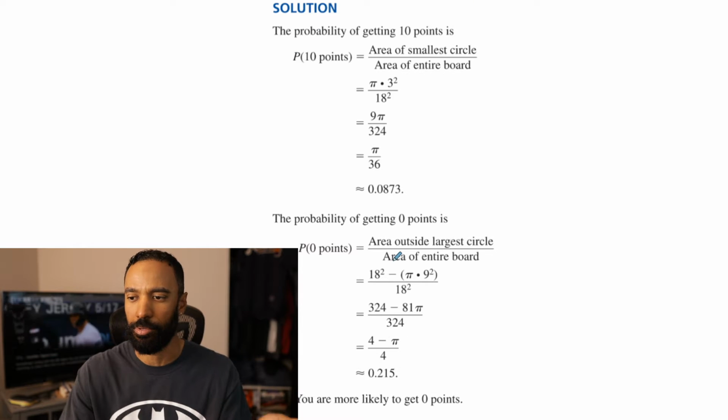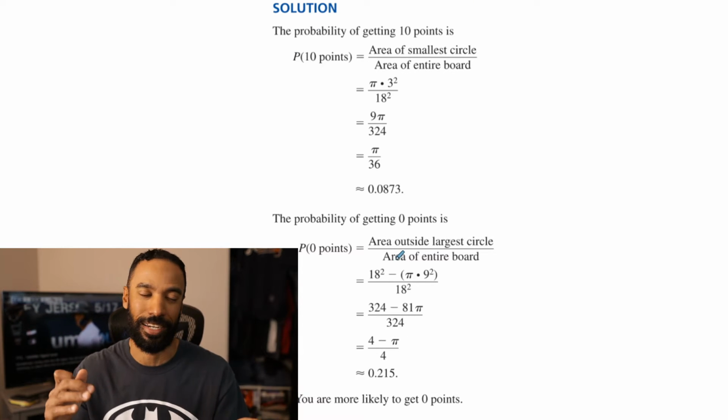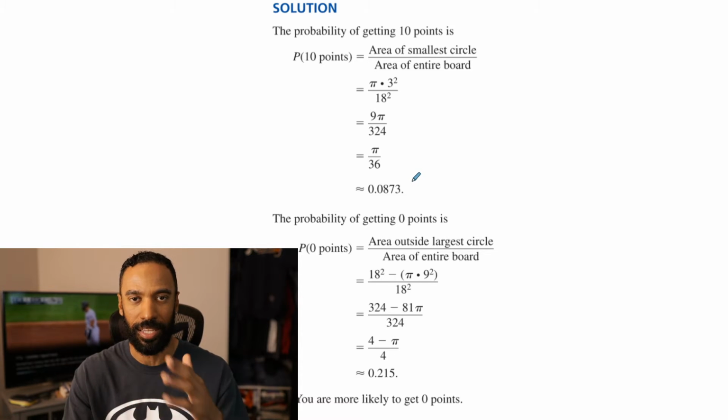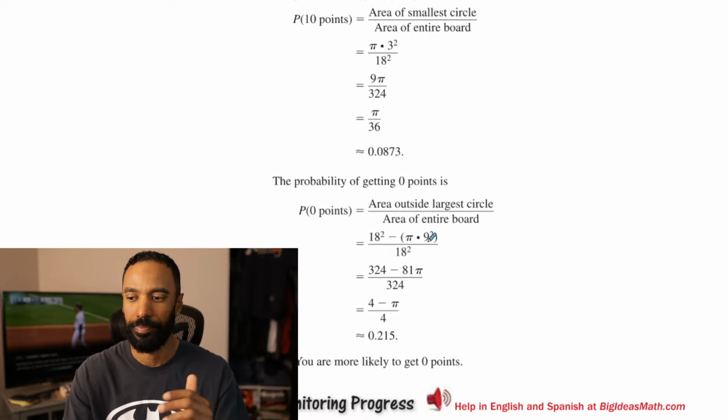Now again, I haven't taught chapter 5 yet in this way that I did it, but 0.0873 also means you have an 8.73% chance of hitting the pink, the middle, getting 10 points.